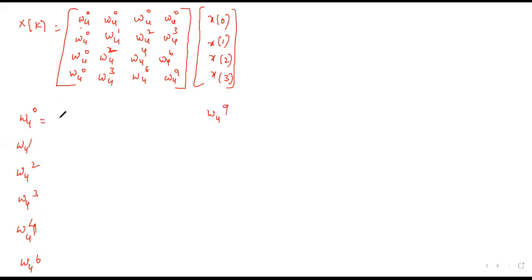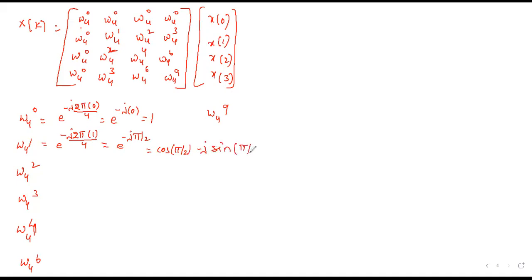This omega 4 power 0 means e to the power of minus j 2 pi into 0 divided by 4, which is equal to e to the power of minus j 0, which can be written as 1. Omega 4 power 1 is e to the power of minus j 2 pi into 1 divided by 4, which is equal to e to the power of minus j pi by 2, which can be written as cos pi by 2 minus j sin pi by 2. See, what is cos pi by 2 value? 0. Minus j sin pi by 2 value is 1. So minus j.